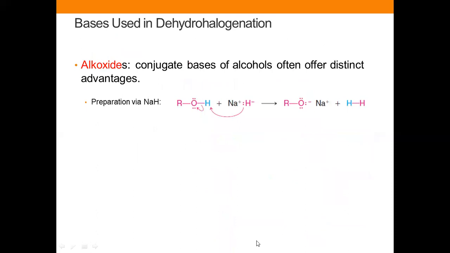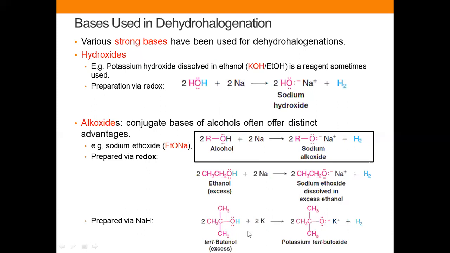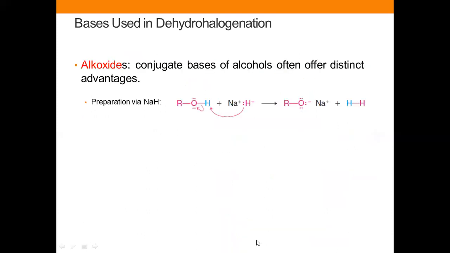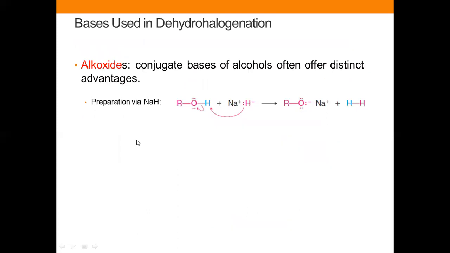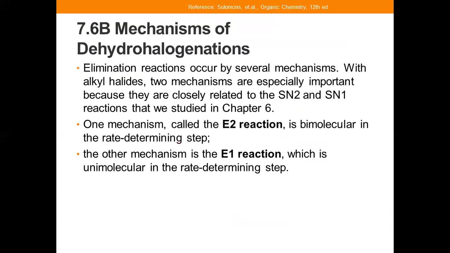Alternatively, you can also prepare it via sodium hydride as the base and react it with our alcohol, and you eliminate the hydrogen as a gas. So similarly it happens, but our agent is not the metal, it is sodium hydride. So these are the common ways of preparing the bases used for dehydrohalogenation. These bases that we produce from these reactions are very strong bases that could make the elimination reaction possible.